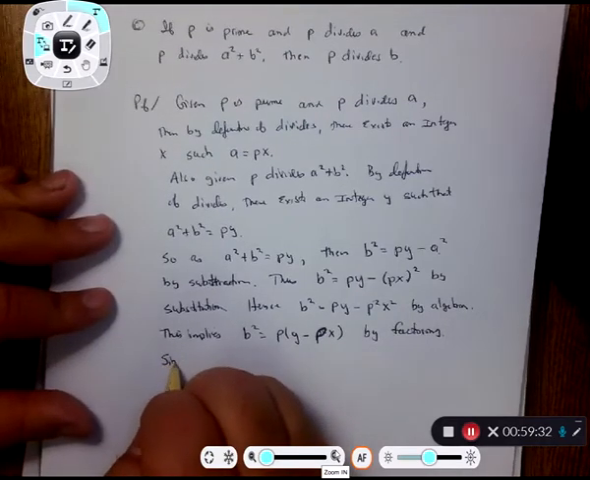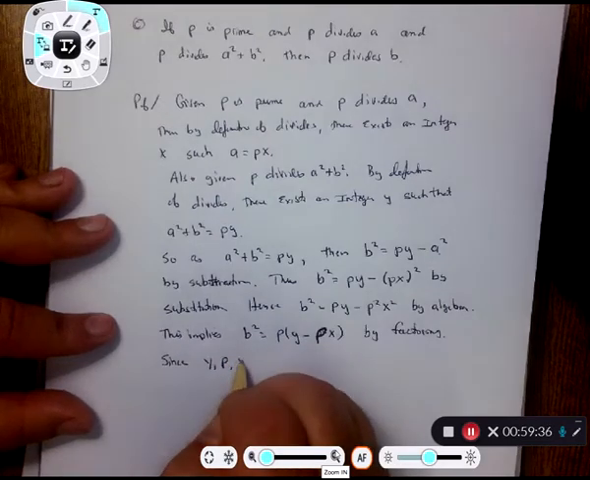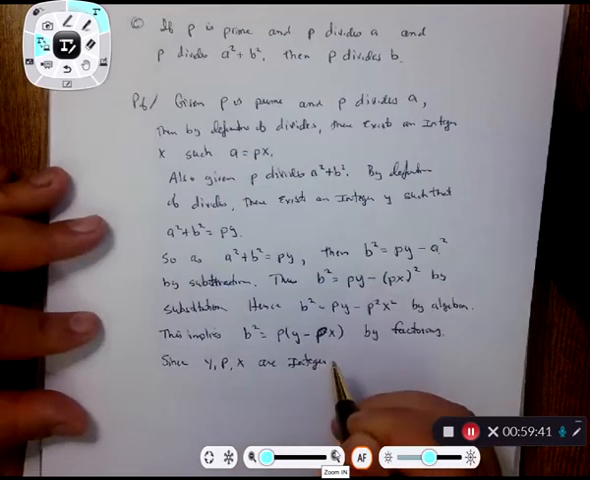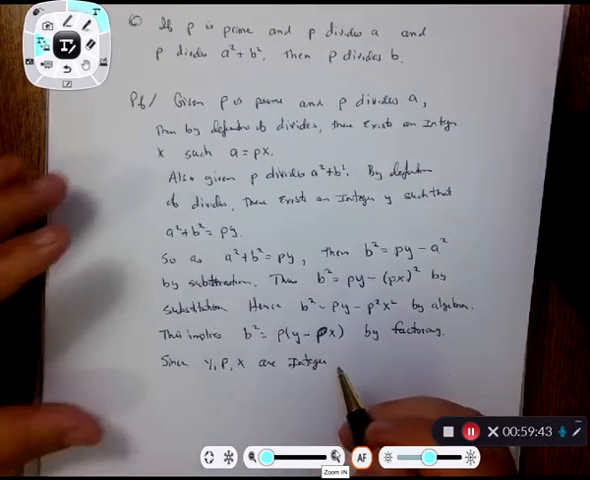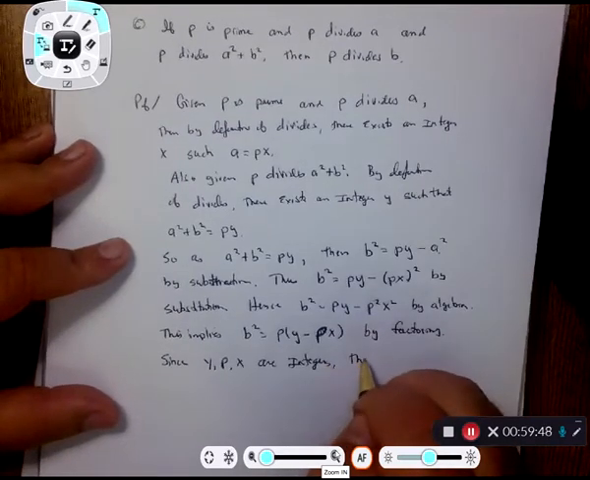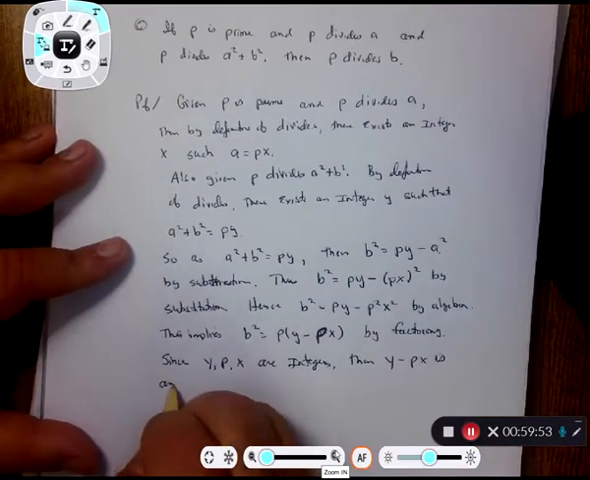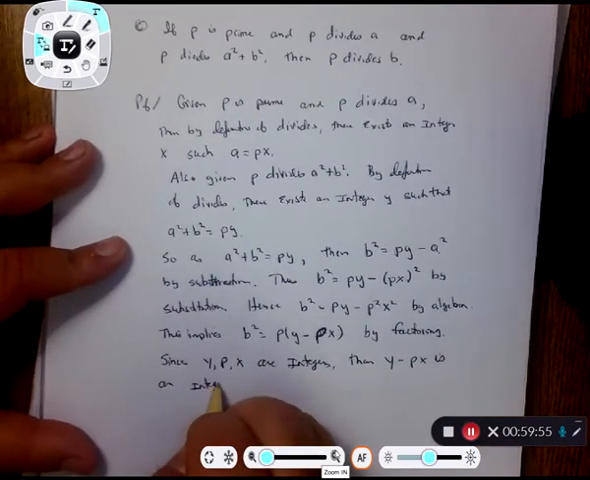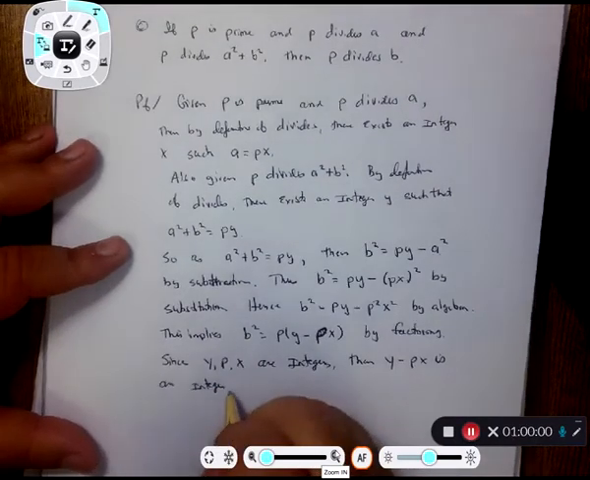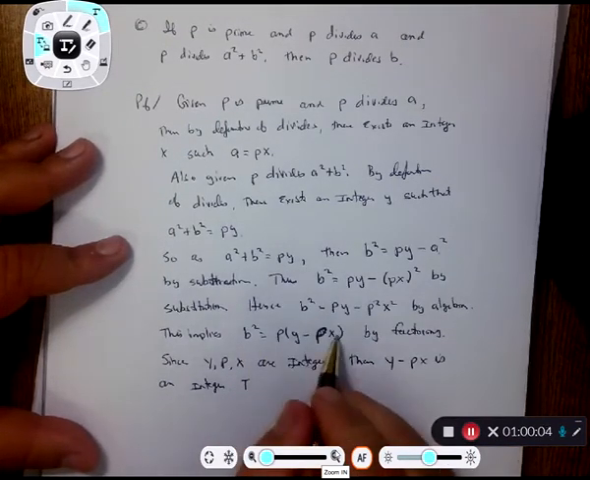Well, since y, p, and x are integers, and sums, products, and differences of integers are still an integer, then y minus px is an integer. Okay? Therefore, this guy's an integer. B squared equals p times an integer.